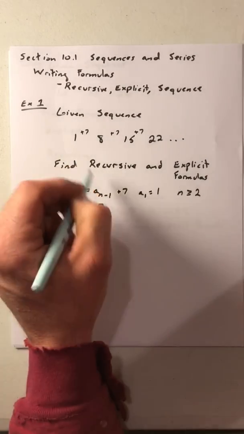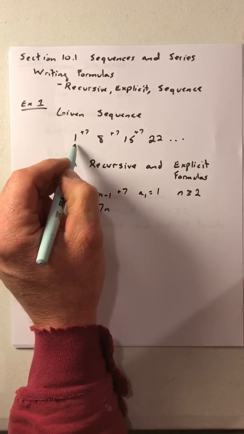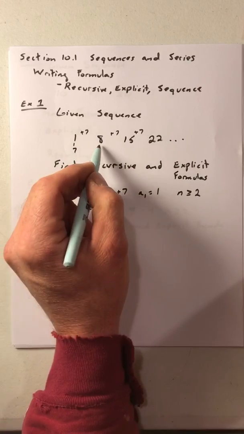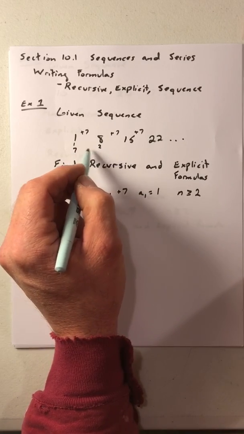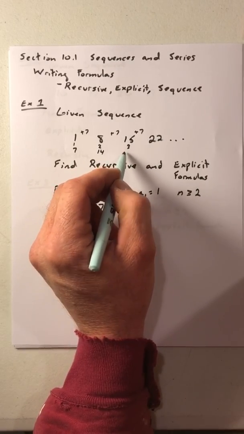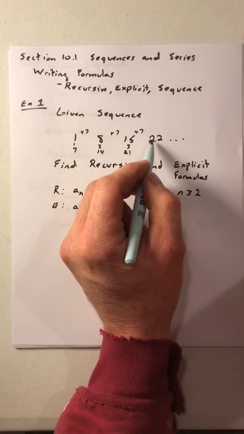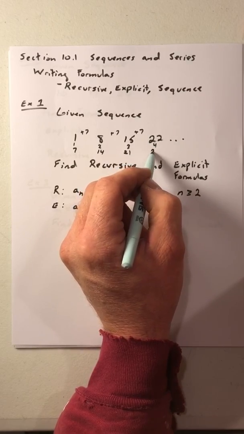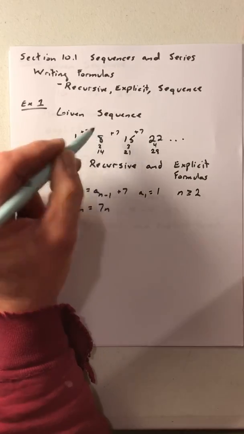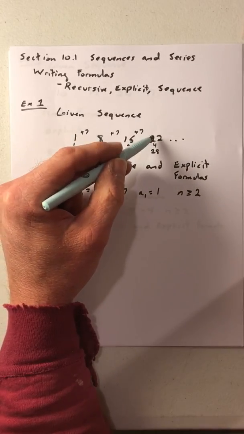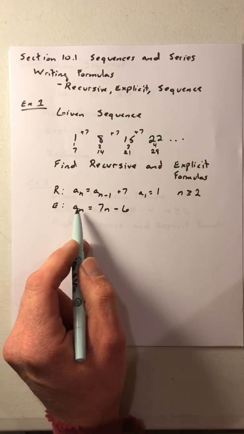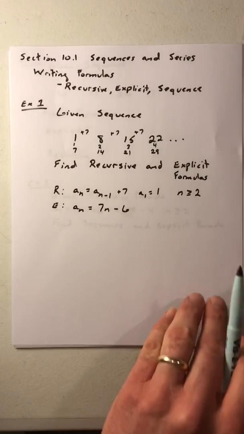Well, what happens when we multiply each term by 7? So this here, again, is our first term. We multiply it by 7, we get 7. Here, our second term, if we multiply it by 7, we get 14. Our third term, multiplied by 7, we get 21. And our fourth term, multiplied by 7, gives us 28. To get from 7 to 1, 14 to 8, 21 to 15, and 28 to 22, I subtract 6.